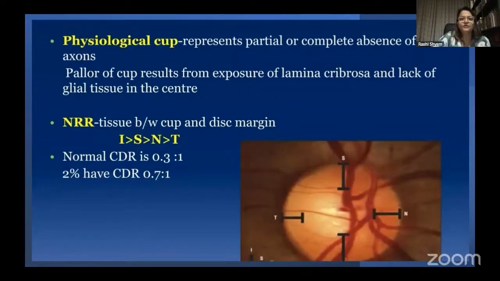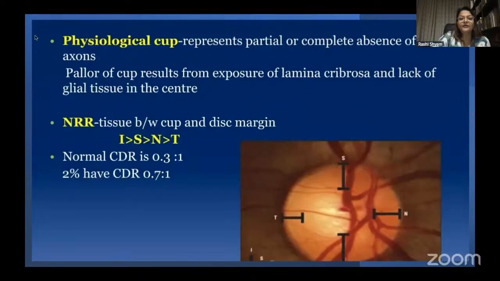Now, the physiological cup basically represents the partial or incomplete absence of axons. Pallor of the cup results from the exposure of the lamina cribrosa and the lack of glial tissue in the center of the optic nerve head. The neuroretinal rim is the tissue between the cup and the disc margin, and its thickness follows the ISNT rule, which we all know. So the inferior rim is the thickest and the temporal rim is the thinnest, even in normal cups.